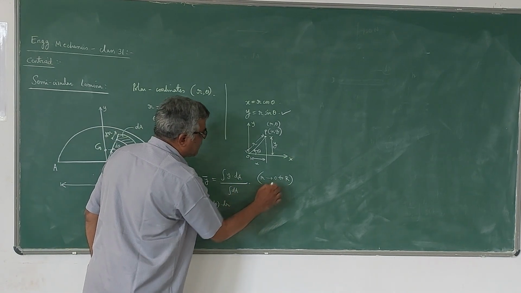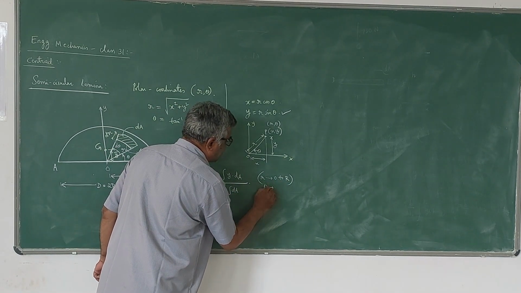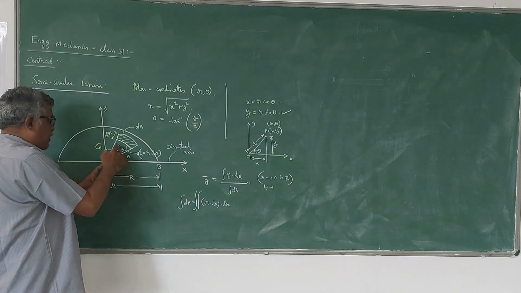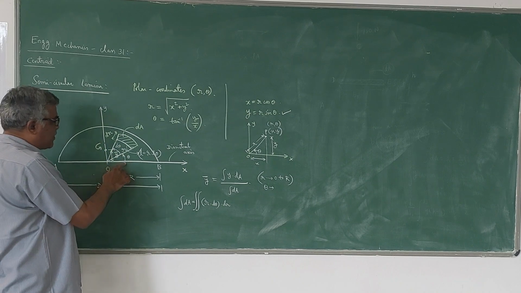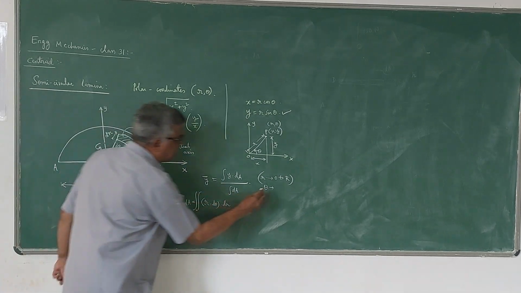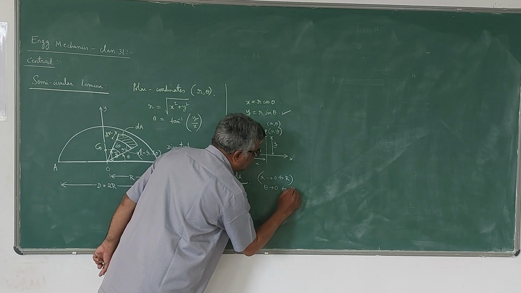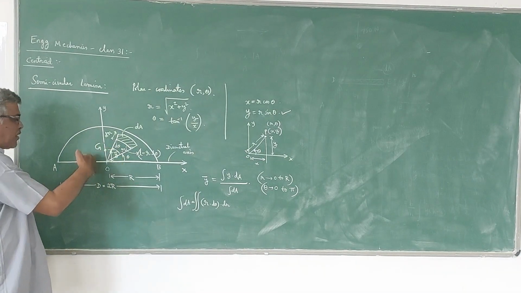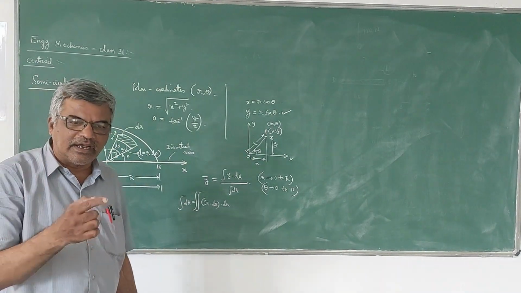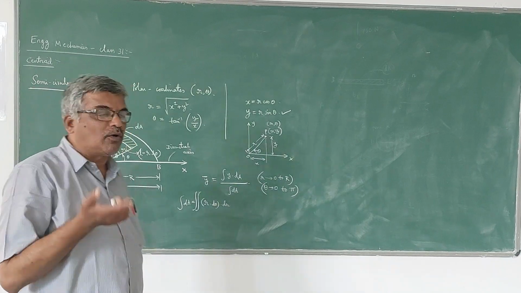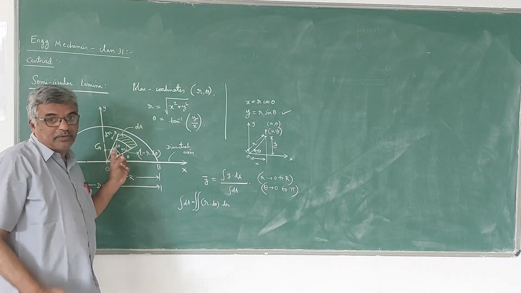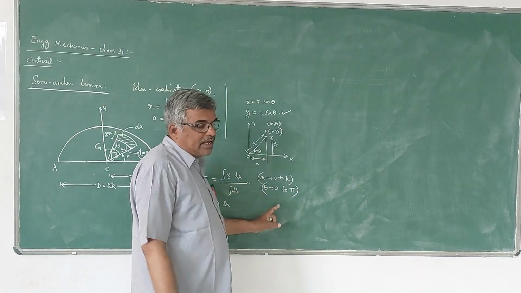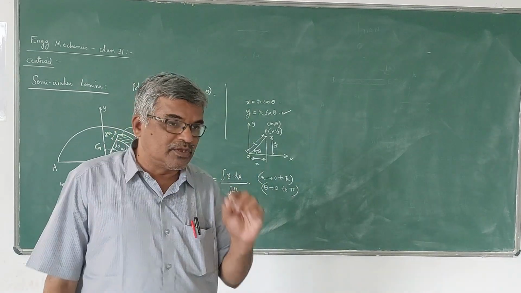Please be careful here: r can vary from 0 to R, whereas theta can vary from 0 to 180 degrees. So from here to here it can vary. That means theta can vary from 0 to pi. Pi means 180 degrees, so it can vary from 0 to pi for a semicircle. For a circle it can vary from 0 to 2 pi. For a quarter circle it can vary from 0 to pi by 2. So that's all the difference. Only the theta limits will vary, whereas the limits of r will remain the same, 0 to capital R.